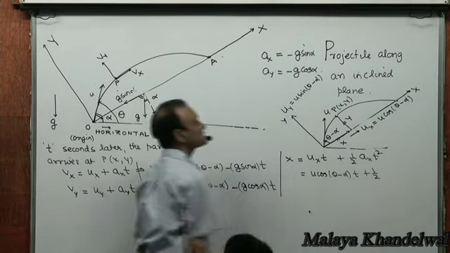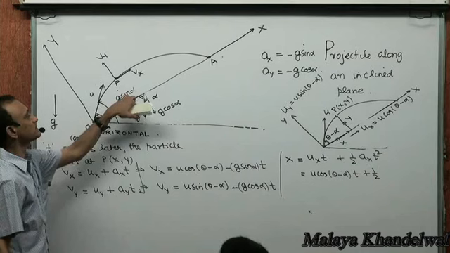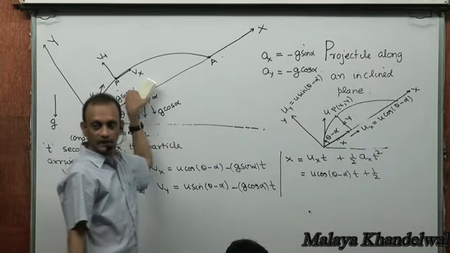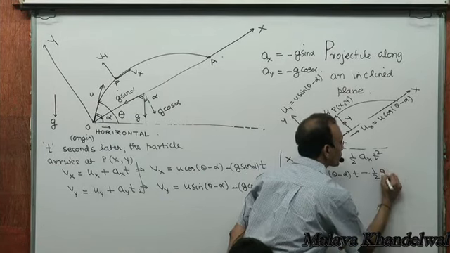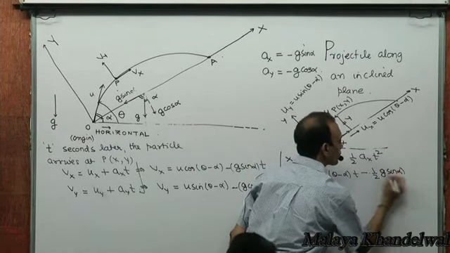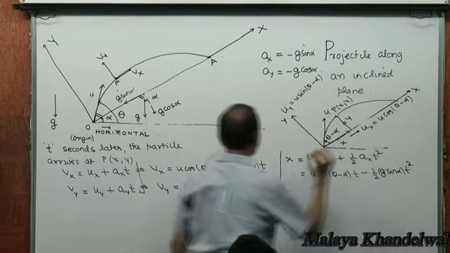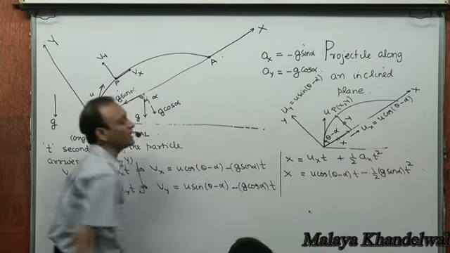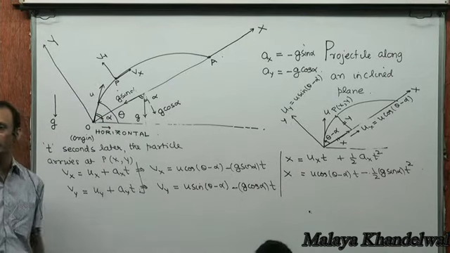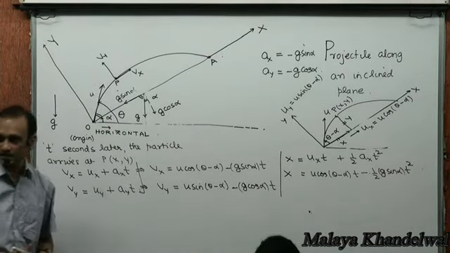Half of ax. What is ax? Ax is minus g sine alpha. So, t squared. That's a displacement in the x direction. That means displacement parallel to the plane in t seconds, right?